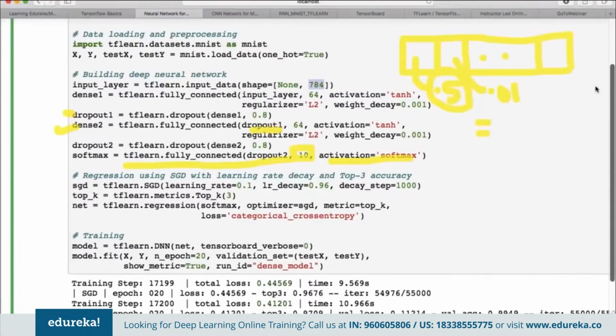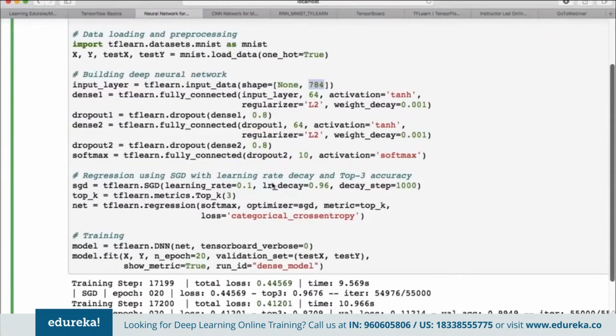The model is predicting that this particular example belongs to or is equal to 0, and then we will be checking how it really works. Regression using SGD with learning rate decay and top 3 accuracy. So what we are doing is, let me select it. SGD, we have discussed what SGD means, stochastic gradient descent.